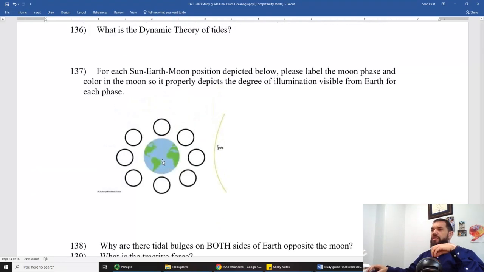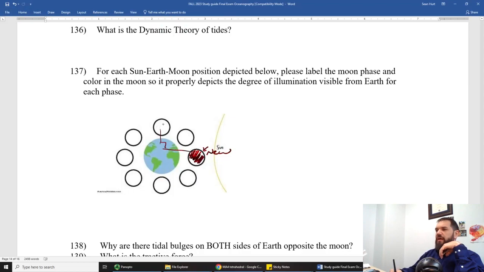Okay, so for each of the sun, moon, earth positions depicted below, please label the moon phase and then color in the moon so it properly depicts the degree of illumination. Okay, so when the moon is in this position, right here, this is a new moon. The moon is going to appear to us to be totally dark, so I'm just going to shade it in like that. When you're up here at this position, you see there's a 90-degree angle between the sun, the earth, and the moon.